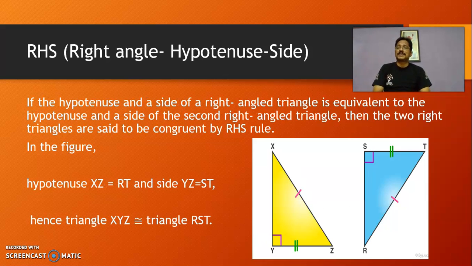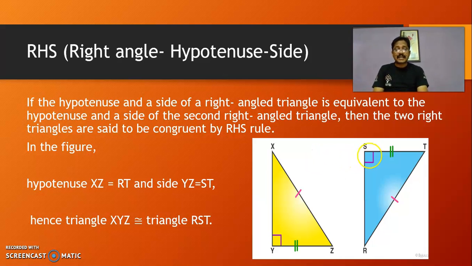Okay, now come to the next one. Right angle, hypotenuse and side. In a right angle triangle, the right angles are equal, correct? The side opposite to the right angle is the hypotenuse. If the hypotenuse is also equal, and one side, which sometimes you call a leg, is equal, then the two right angle triangles are said to be congruent. This is called the RHS rule.